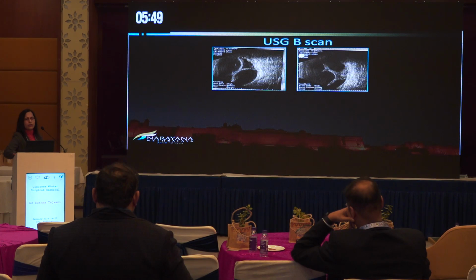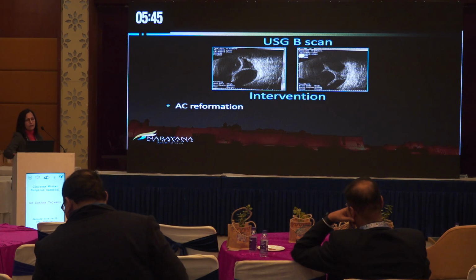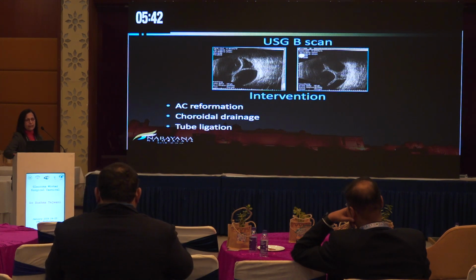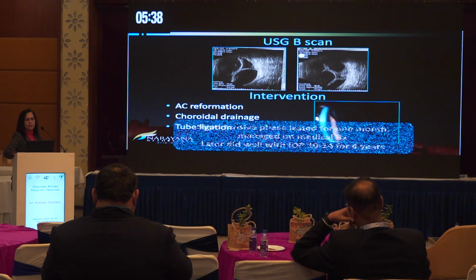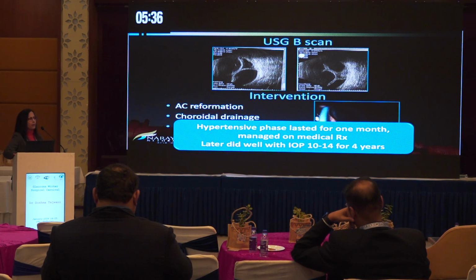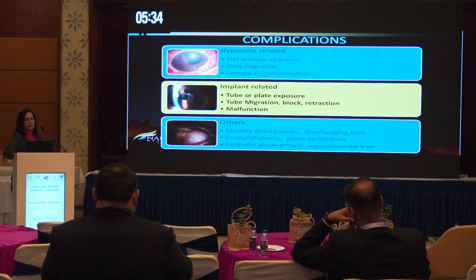As you could see, the choroidals were significant and it was a flat chamber, so we could not wait, and we had to do AC reformation with choroidal drainage, and I religated the tube again. Subsequently the patient did well, and has been following up with me for many years and managing well. The second group can be implant related, which can be tube or plate exposure, tube migration, block or retraction, or malfunction.